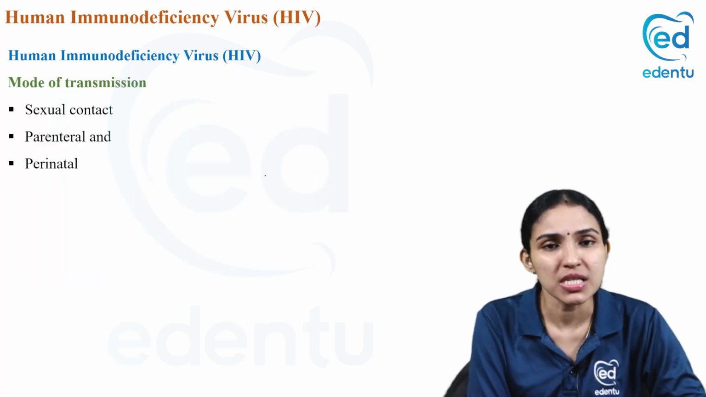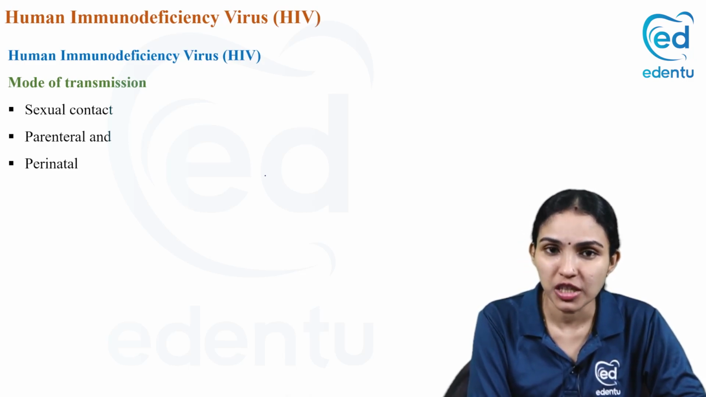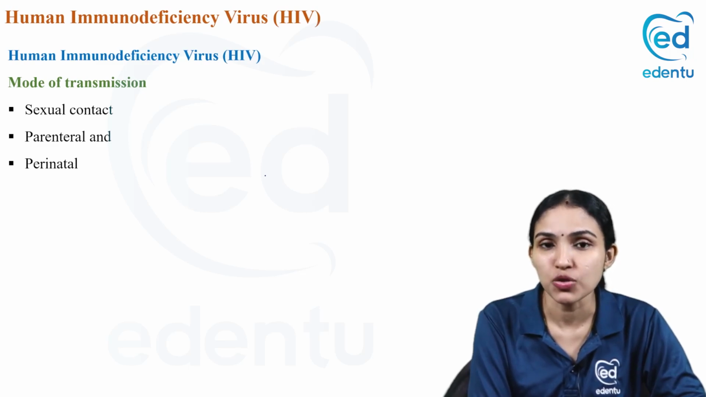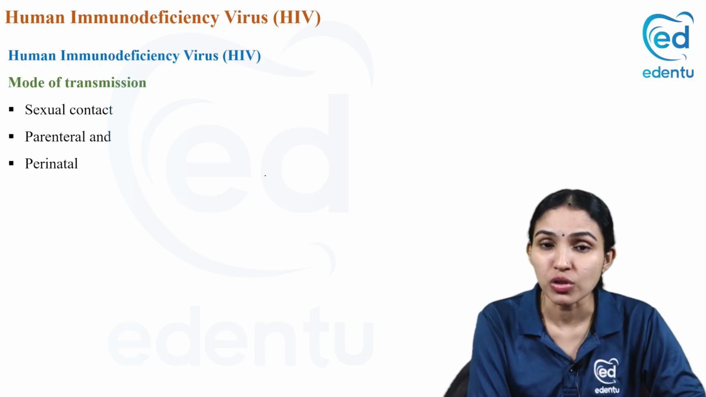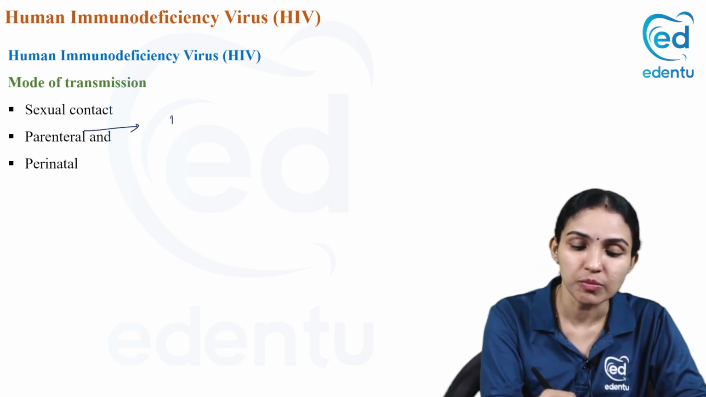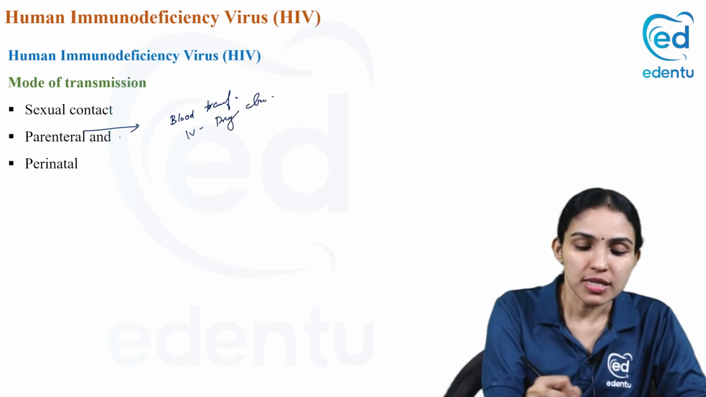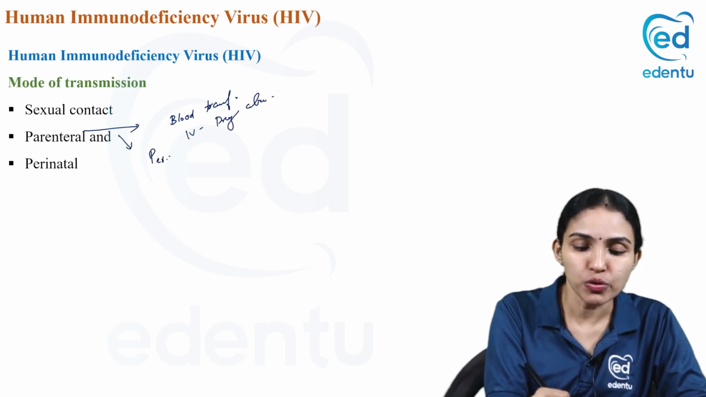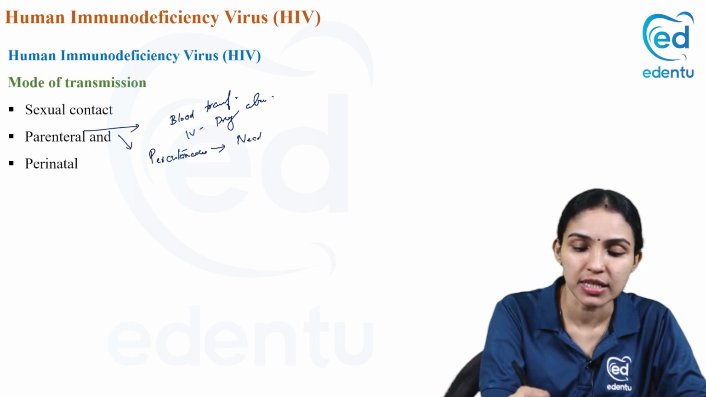Now, how will a person get HIV? What are the modes of transmission? It can be through different modes, and the most common mode is sexual contact, sexual transmission. Then there is a parenteral route. Parenteral route means it can be blood transfusion or it can be through IV drug abuse. Similar to parenteral, you have one more route, that is percutaneous route. So percutaneous route most commonly happens in needle stick injury.